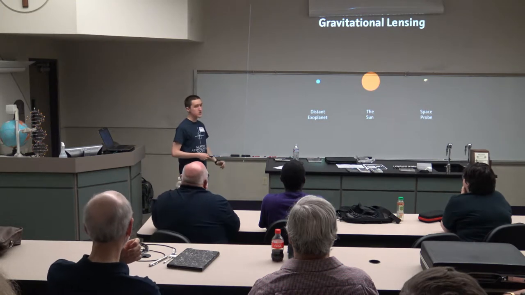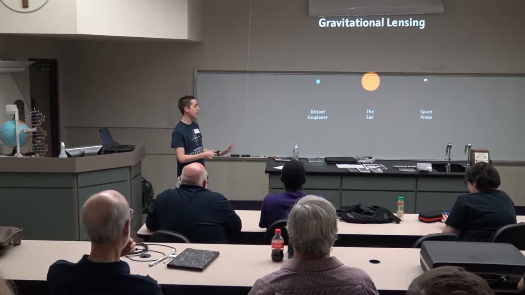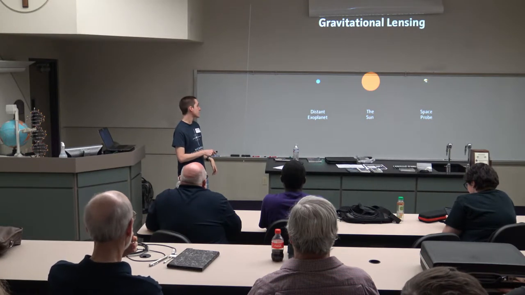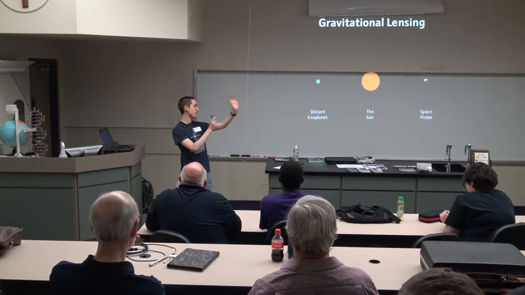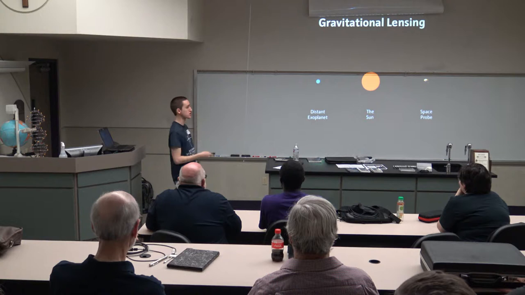So the way this would work to actually get a picture of an exoplanet is, here's a diagram that's not to scale. We have our distant exoplanet we want to take a picture of over here, and then we have the sun, and then somewhere out here, we have a space probe that is positioned in such a way that the sun is directly in between this exoplanet and the space probe. Of course, the exoplanet's actually much further away, but it's just a diagram.